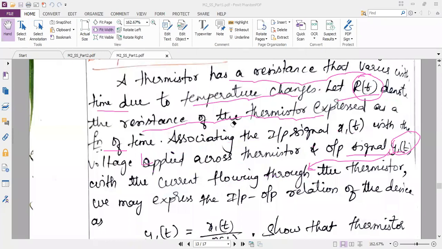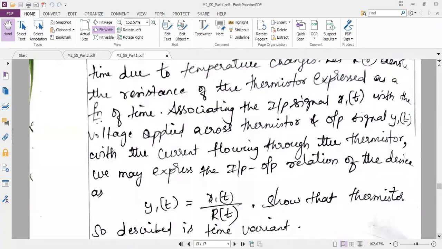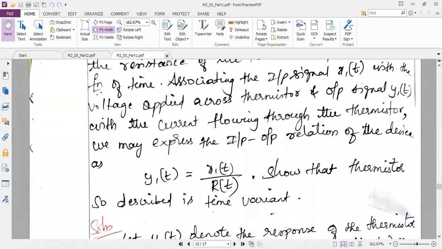So like in the inductor, we discussed x1 was equal to which voltage or current. So here also they have mentioned x1 is equal to voltage, y1 is equal to the current. Then I can relate the input output relationship of the device as y1 of t is equal to x1 of t divided by r of t. As per the question, x1 is V and y1 is I, so it is exactly following Ohm's law, V equal to IR. So I is equal to V by R.